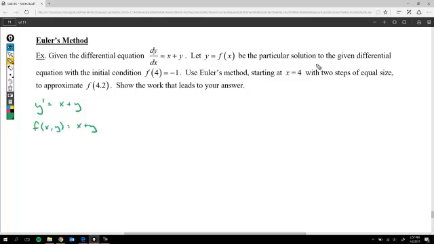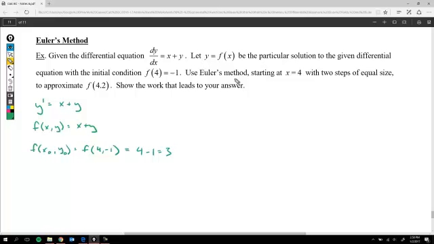Something else they told me was my initial condition. That means f of x sub 0 and y sub 0 is the point 4 and negative 1. This is x naught, this is y naught. If I plug these into my equation, where f is my derivative, I get 3. So the value of my function at my initial condition is 3, meaning the slope of y is 3.